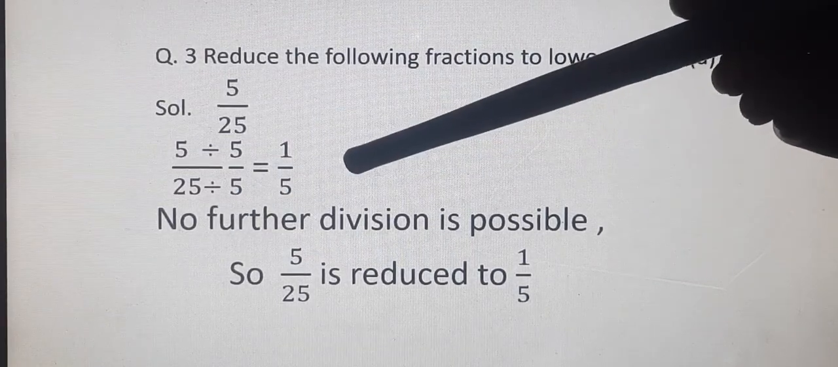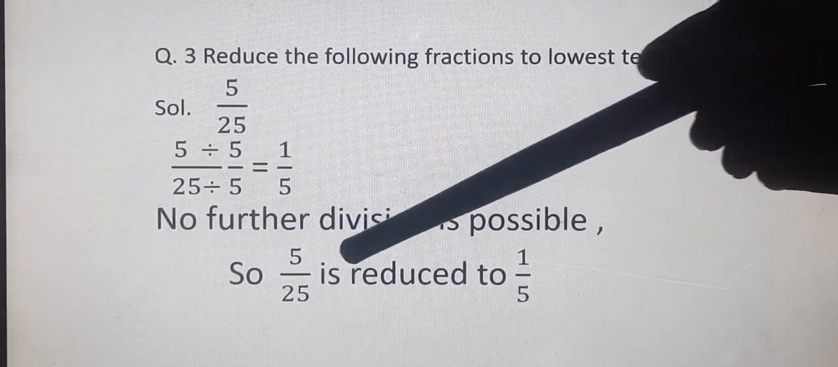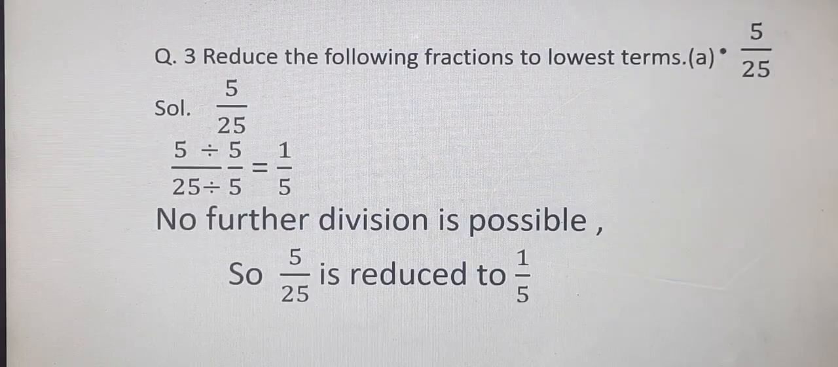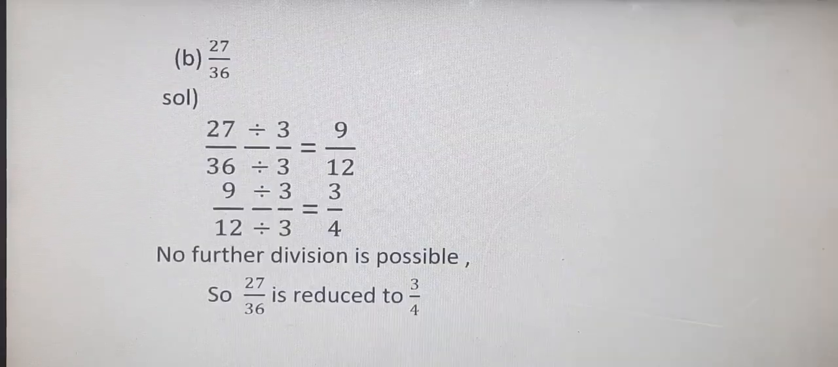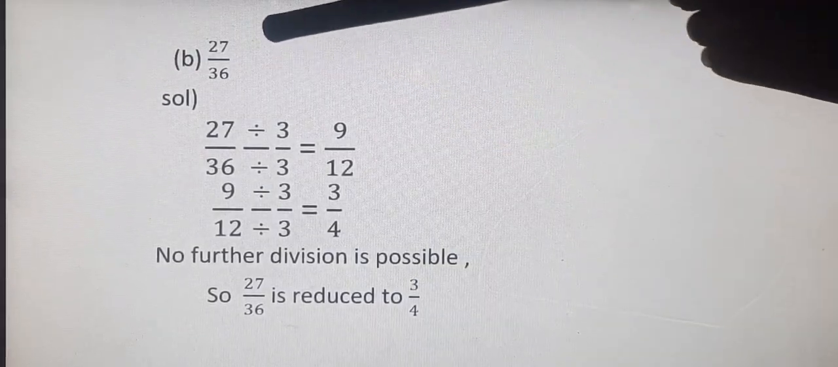अब कोई और division possible नहीं है. So 5 upon 25 is reduced to 1 upon 5. This is the lowest form. See the next part of the lowest form.